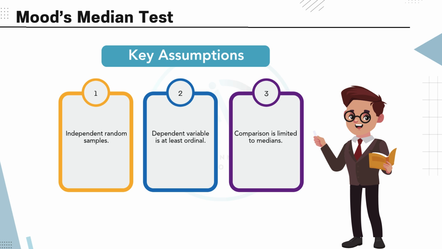Three, comparison is limited to medians. Unlike other tests that may compare means or full distributions, Mood's median test focuses strictly on differences in medians. That makes it useful when we are only interested in central tendency under non-normal conditions or in the presence of outliers. Understanding these assumptions helps ensure the test is applied correctly and the results are reliable.